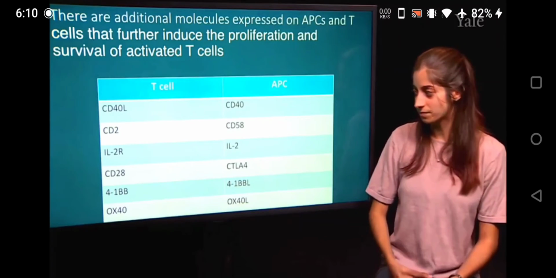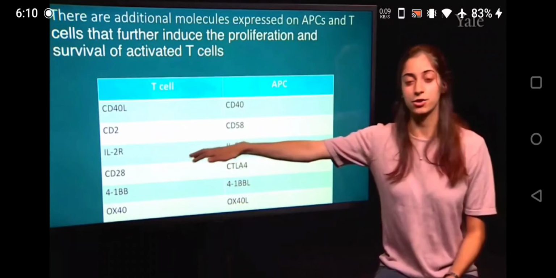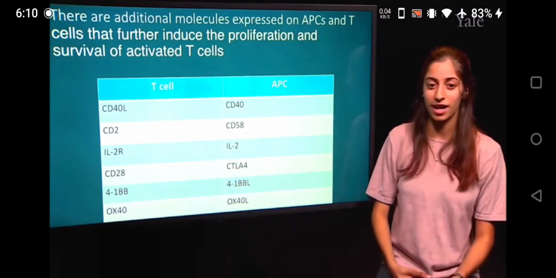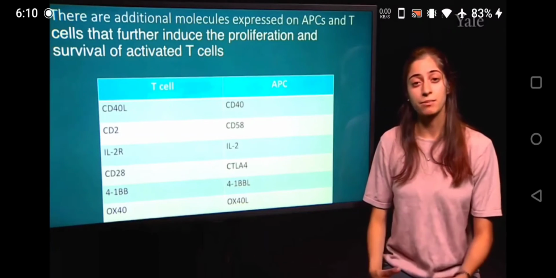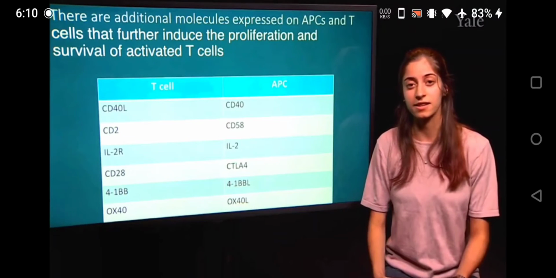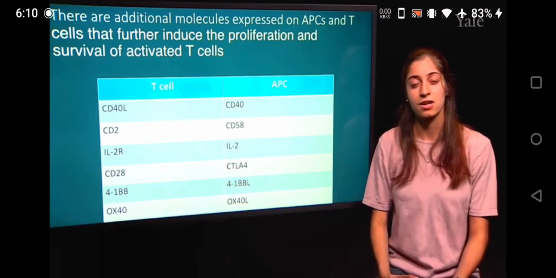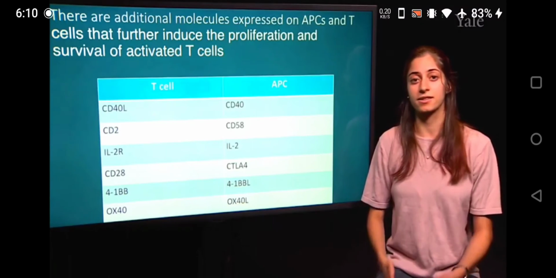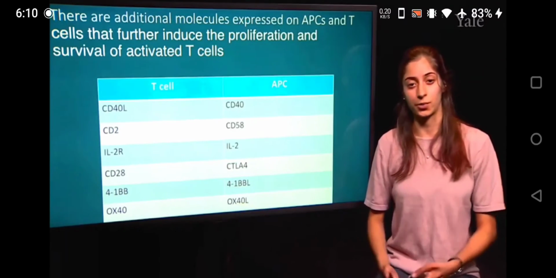IL-2 and IL-2 receptor are another important pair. IL-2 is the main proliferative cytokine that T cells see after being activated. Without IL-2, T cells can't proliferate and mount an appropriate adaptive immune response.